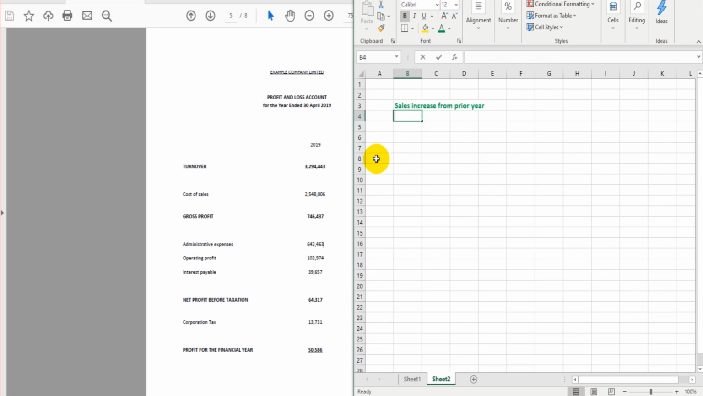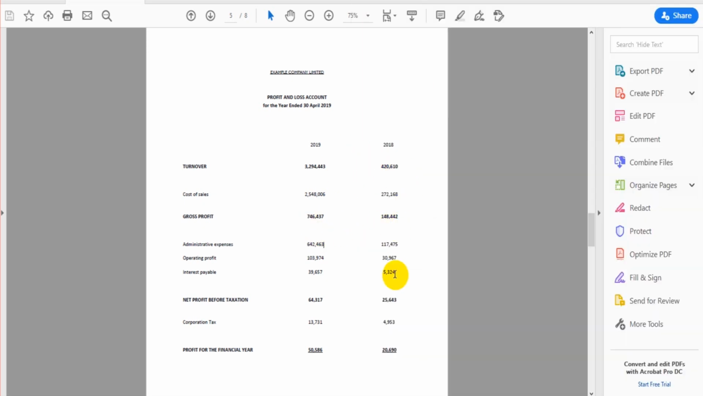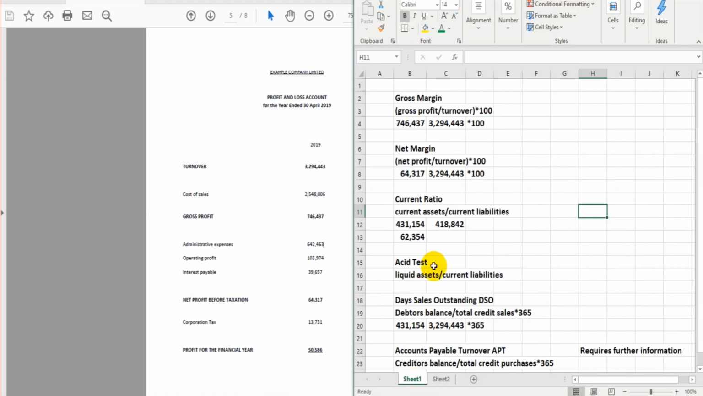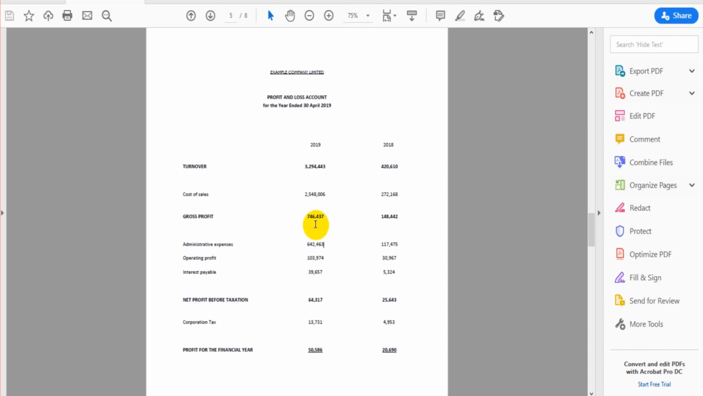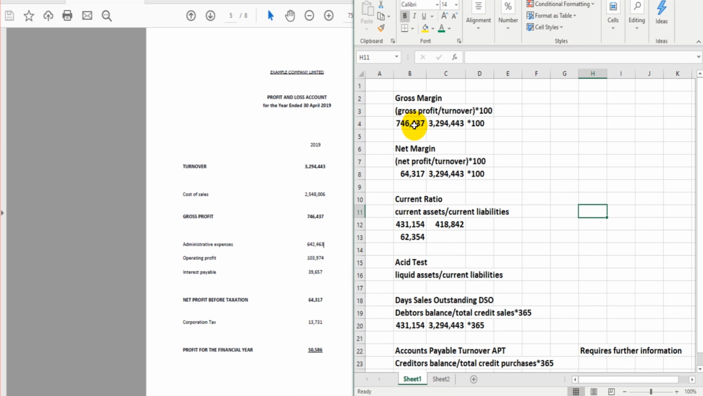So let's put gross profit increase from prior year. Okay, so that's a real positive sign. But let's look at actual margins here, gross profit margin, because that will give us a better indicator of what's actually going on. Because it's easy to say, well, it's increased, that's a positive sign, but has the gross margin percentage actually decreased? That would be something worth noting. So gross margin, as mentioned in the previous video, is gross profit divided by turnover times by 100.